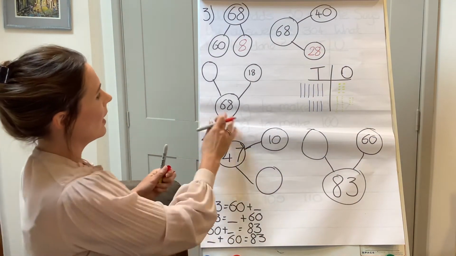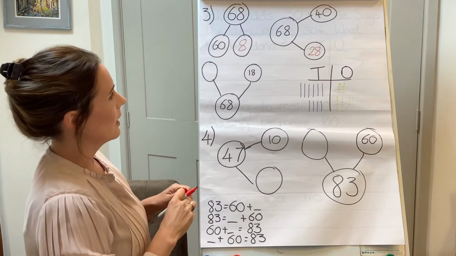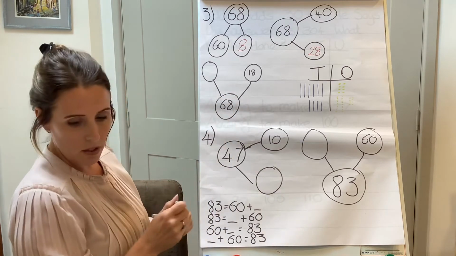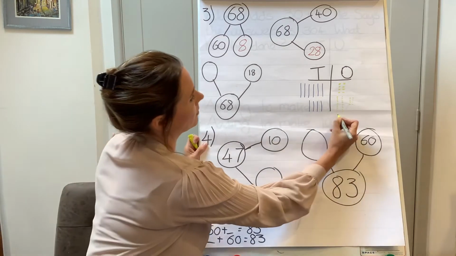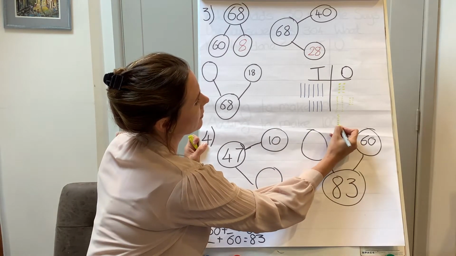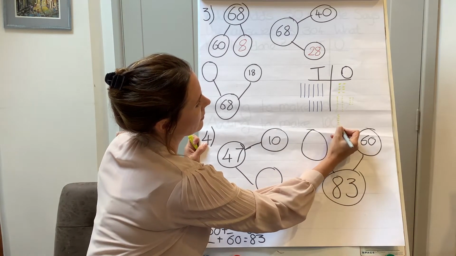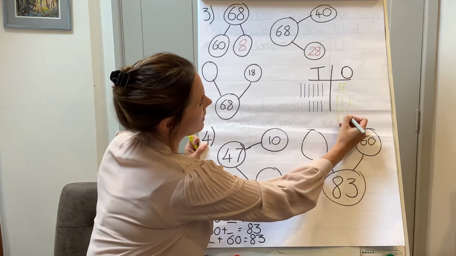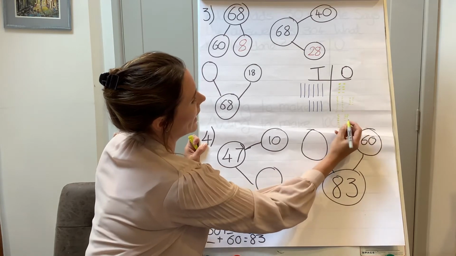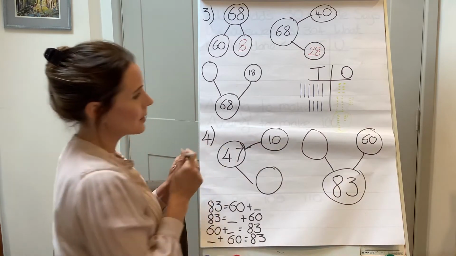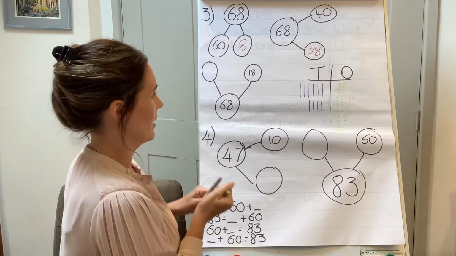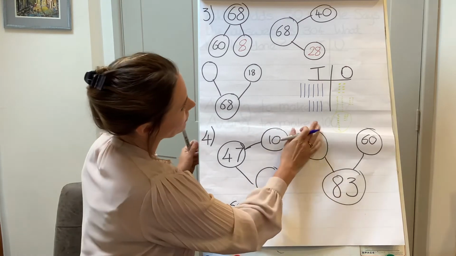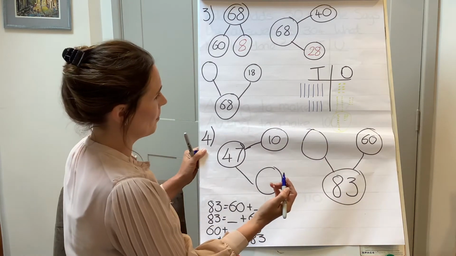Okay. Here we've got 68 is made up of 18. So on this one, we've got 10 ones and 8, so that makes 18 ones. And we've got what goes with that to make 68. So you can look at that on a number line.